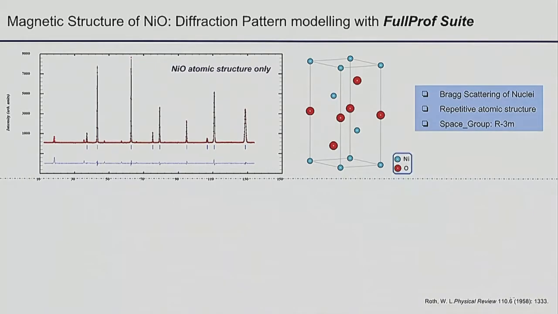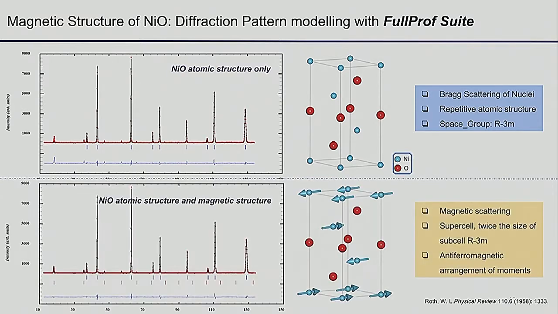So we use FullProf Suite to solve both the atomic structure and the magnetic structure. Since nickel oxide is a very simple compound, you can find the structure of this compound online directly. So we loaded it in and did a Rietveld refinement. We can see those Bragg peaks can be fit very well. However, those small peaks are not indexed in this space group.